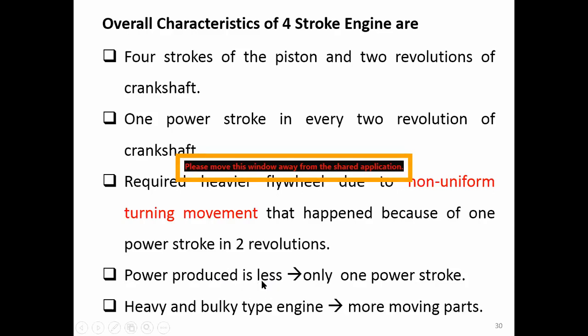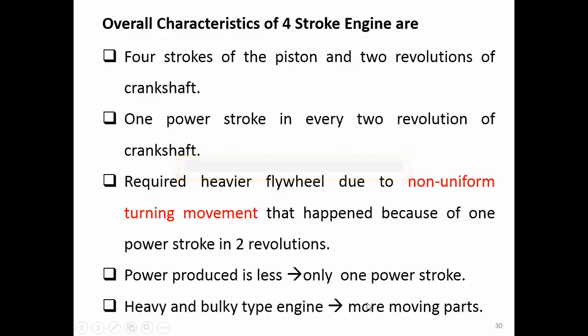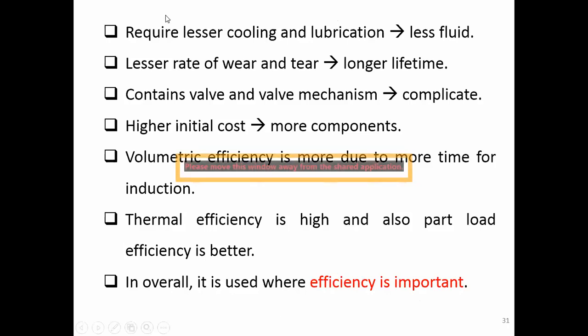It's less, right? Because there is only one power stroke. And the engine is heavy and bulky, right? Because there are more moving parts for the four-stroke engine. The good thing is this engine requires less cooling and lubricants. Less cooling and lubrication, so we need less fluid. And it has a longer lifetime because it has less wear and tear.